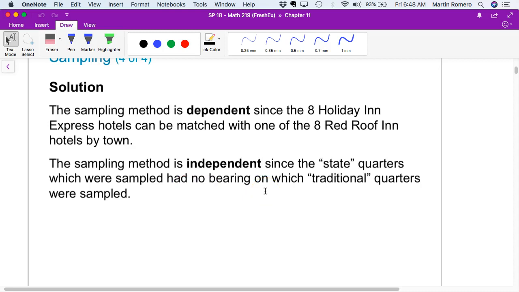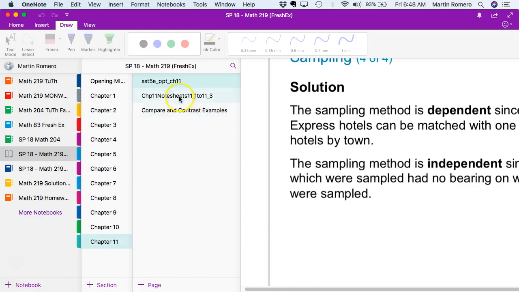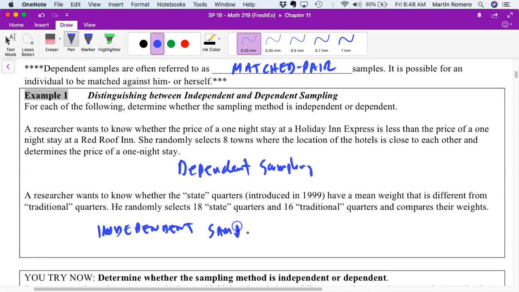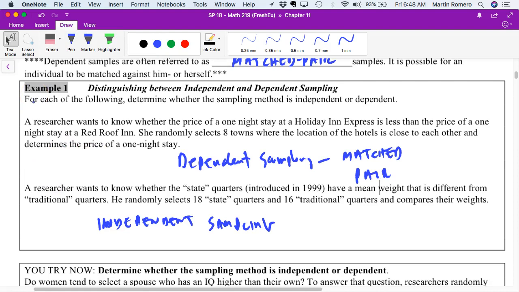There's no relationship between the state and traditional quarters, whereas in the hotel example, they are related. We're actually comparing the prices of one hotel from a city against another hotel from a city. And so in those cases, the first one would be dependent, and the second one is independent. We have those two types of sampling: independent sampling and dependent sampling. And remember, dependent sampling is called matched pairs. And again, that's because we're actually matching up hotels, since we have the 8 cities. So that's the independent and dependent.